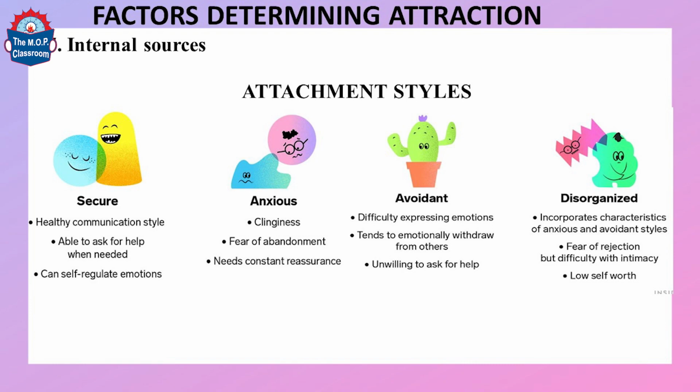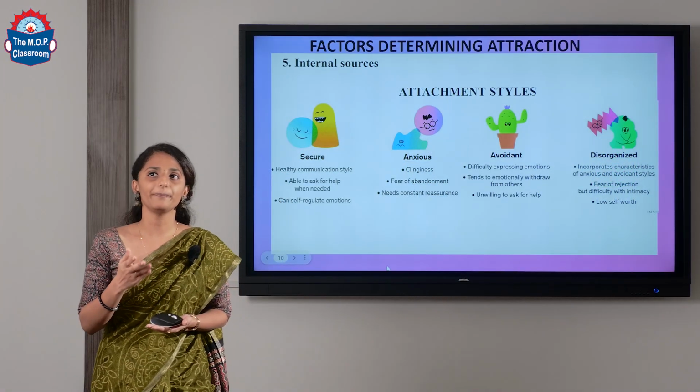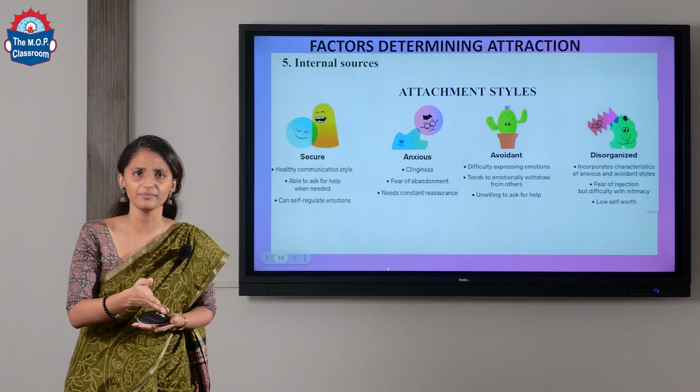So let us see the first, secure attachment. When you were a child and your parent created an environment that was safe and secure, and always attended to all of your emotional and physical needs, you tend to develop a secure attachment as an adult. With secure attachment, you will usually have a very healthy communication style, you will self-regulate your emotions, and the relationship is managed properly.